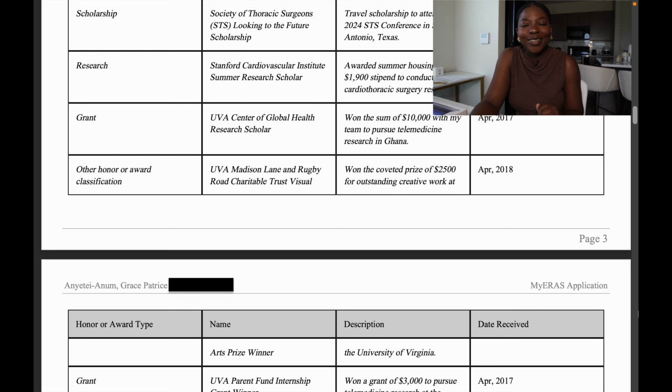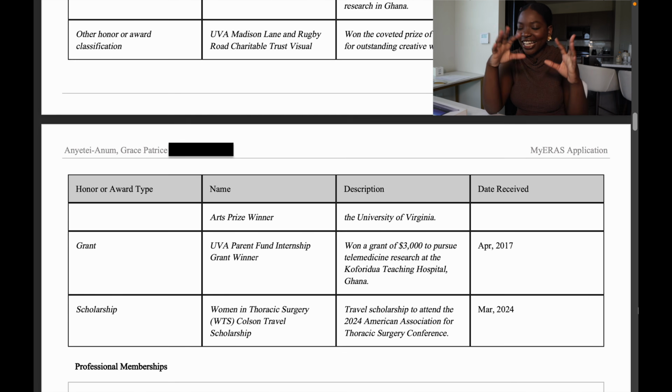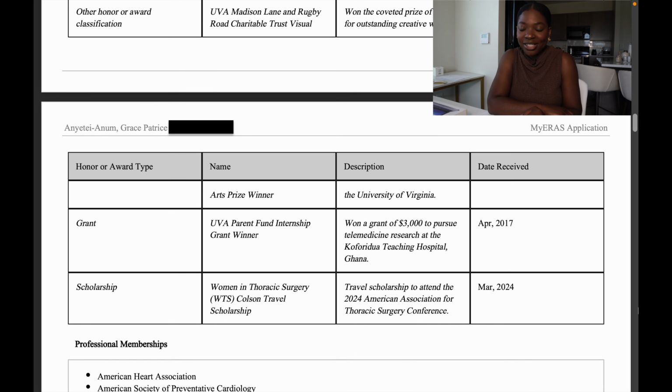I remember what I did with that money. I went to buy myself a lens, I got a driver's license, it was good. I was like, wow, it was really good money, and it really helped support me right after I'd graduated from UVA and was sort of finding my footing. The next one I have here is the UVA Parent Fund Internship Grant winner. With this one, I got $3,000 in addition to the $10,000 I'd gotten with my team to pursue telemedicine in Koforidua, Ghana.